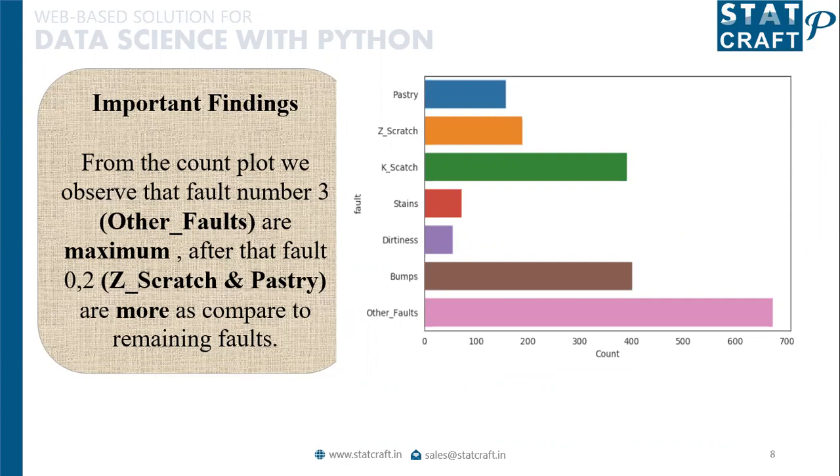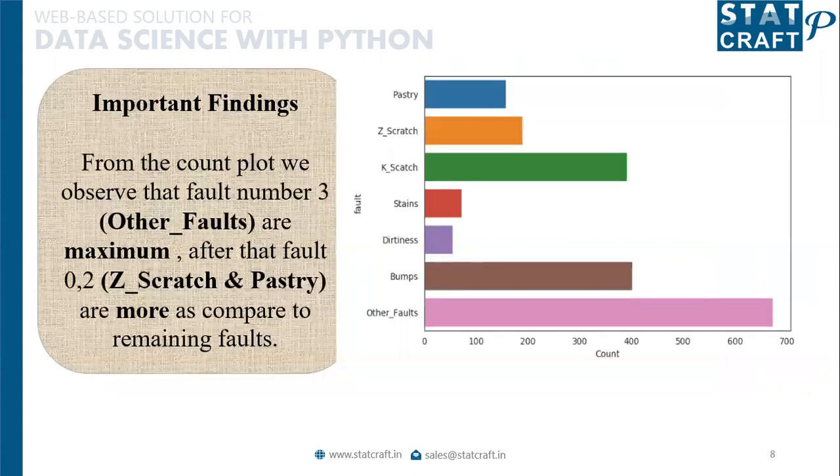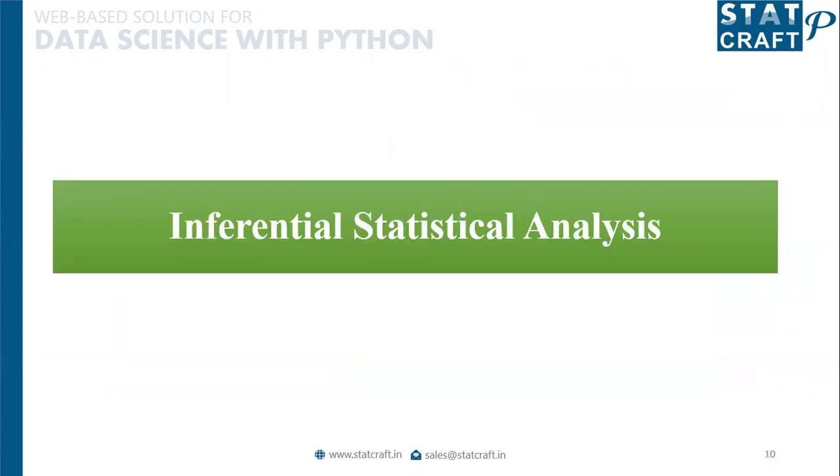They are more as compared to the rest of the faults. Now, one of the questions here is, what is the benefit that we get by doing a count plot? If you read this explanation, the manufacturing team will get an idea that the faults like other faults, scratch, pastry type are maximum, and therefore they can now focus on the corresponding machines to reduce these faults and increase the quality of the steel plates. This is one of the benefits from the earlier plots that we have been able to produce.